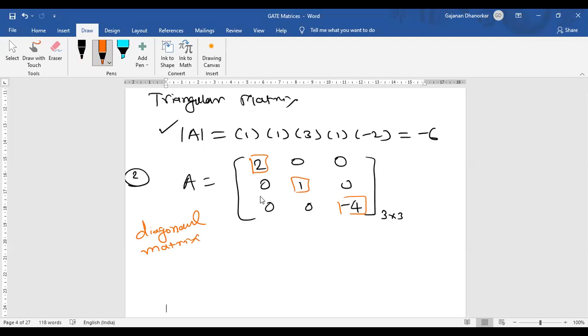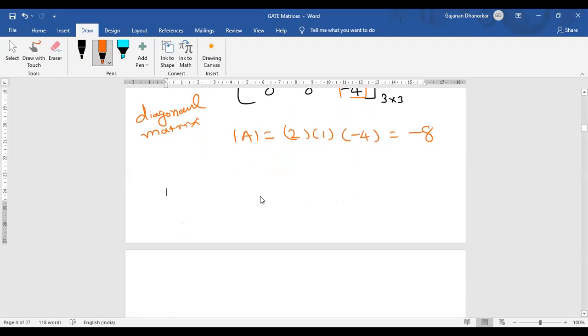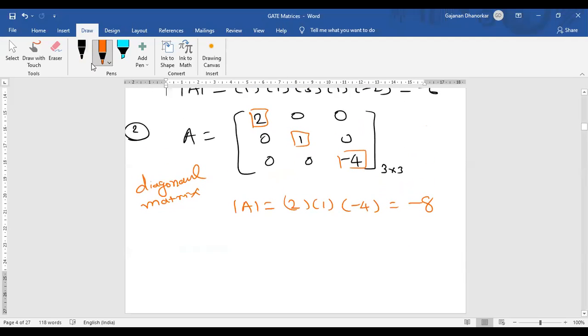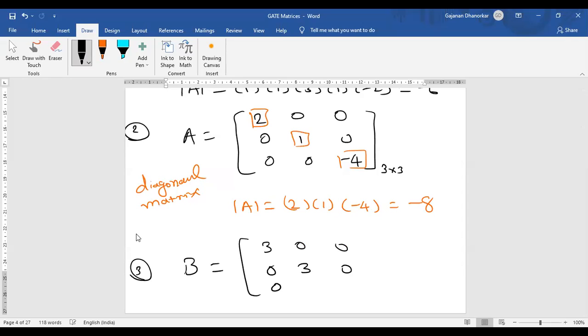This means all off-diagonal elements are 0. Again, the matrix is diagonal. What is the determinant? Just the multiplication of its diagonal elements. And then the scalar matrix. Suppose I have this B matrix, and this is a scalar matrix with 3 on the diagonal and 0 elsewhere. This matrix is called scalar.